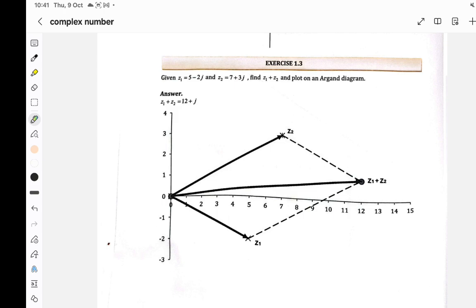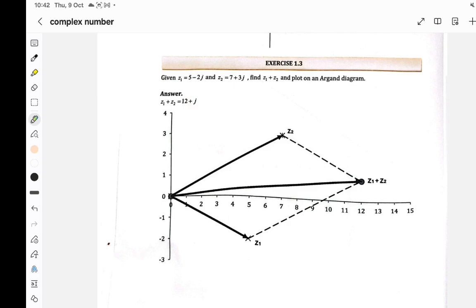So let's summarize this lesson. Remember that the real part should always be on the x-axis and the imaginary part on the y-axis. And if you intend to play around with Desmos, remember to use i instead of j.